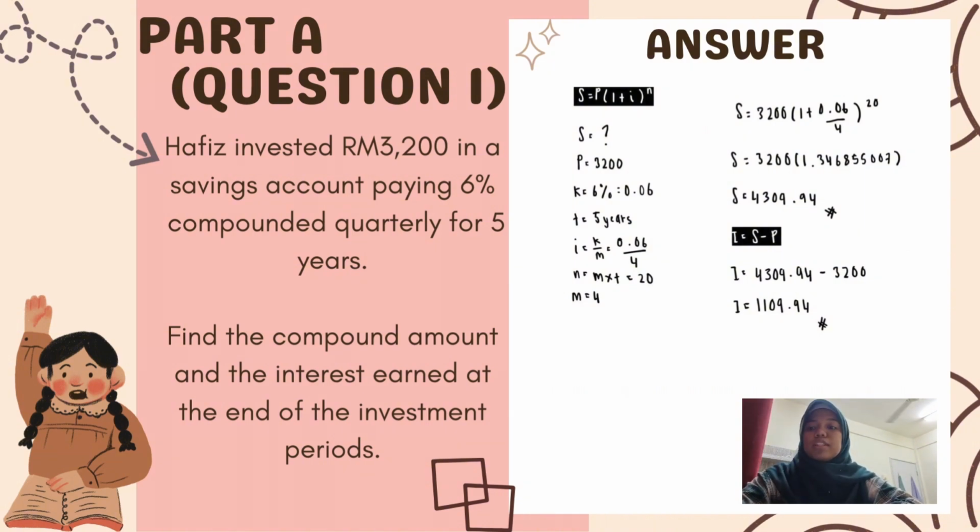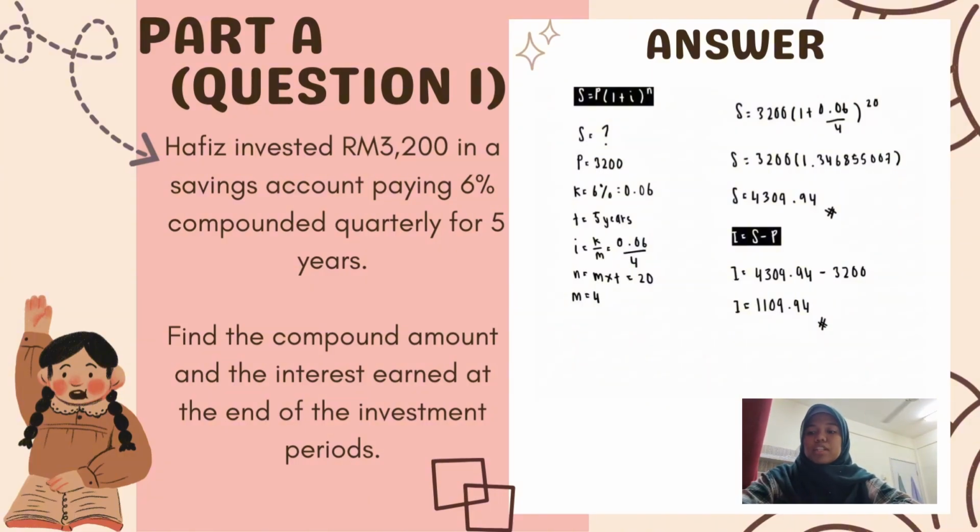Next, we need to calculate I and N, which are the actual values we put into the formula. I is the interest rate per compounding period. We find this by dividing the nominal rate K by the number of periods M. So, I equal to 0.06 divided by 4. N is the total number of compounding periods. We find this by multiplying the number of periods per year M by the time in years T. So, N equal to 4 multiplied by 5. So, the answer will be 20.